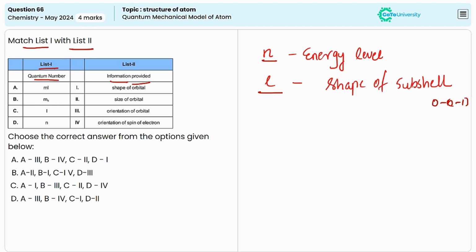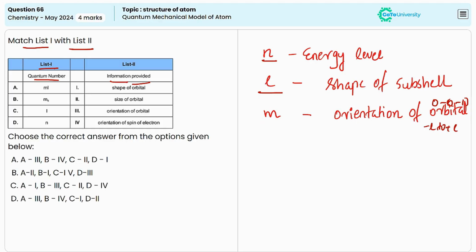The third one is the magnetic quantum number that is denoted by the small letter m. It specifies the orientation of the orbital within a given subshell and ranges from minus l to plus l values.